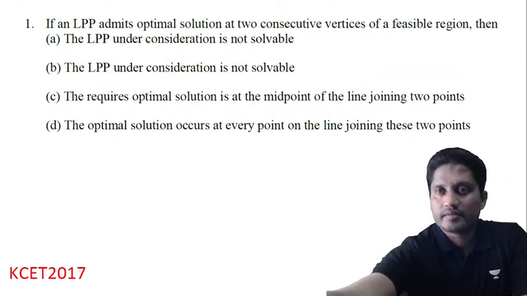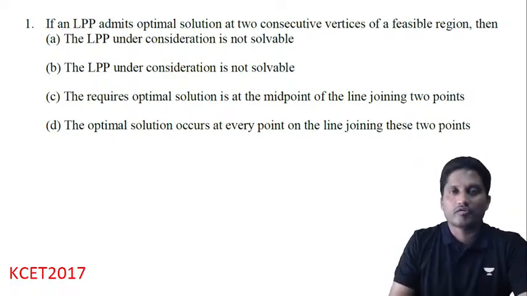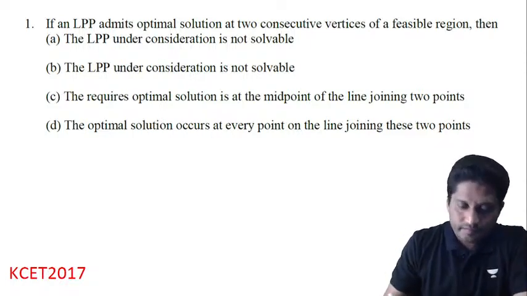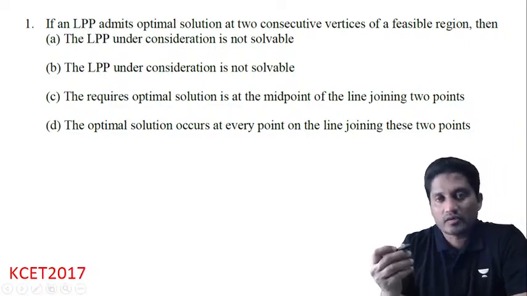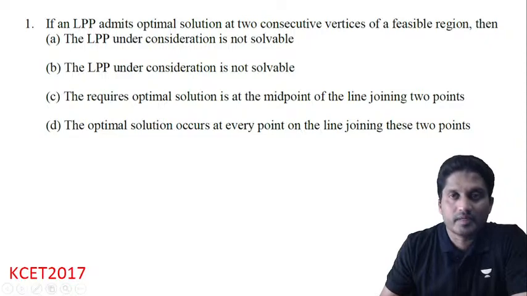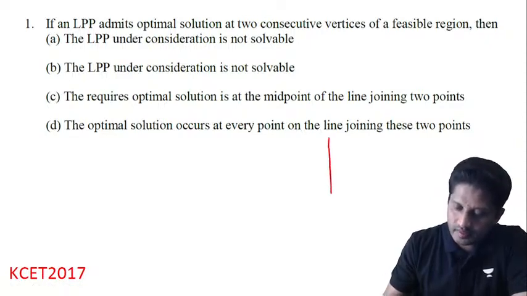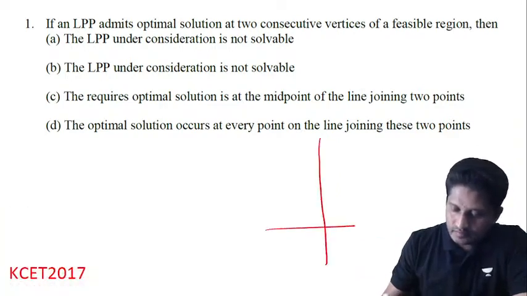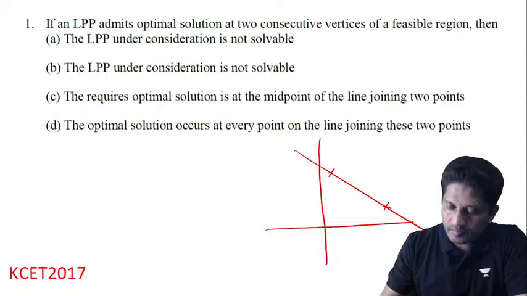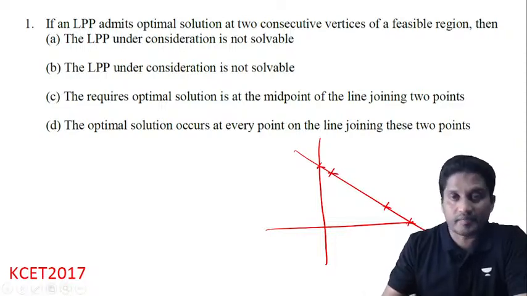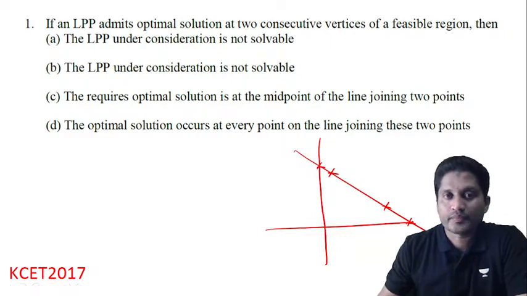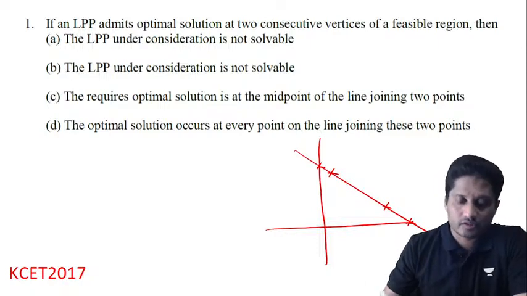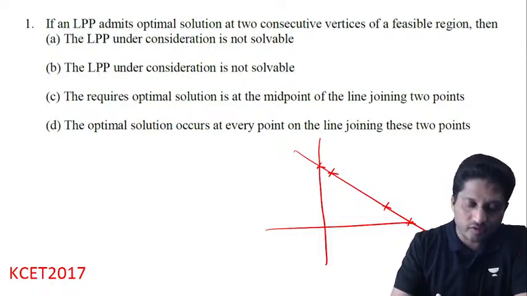In a linear programming problem, LPP, the optimal solutions are at two consecutive vertices of a feasible region. Which of the following is true? Whenever there are two optimal solutions, optimal means either maximum or minimum. Suppose the maximum or minimum occurs at two different points. It might be at vertices, or at any 2 points on the line. Then it will be maximum or minimum at every point on that line. That optimal solution occurs at every point of the line joining the 2 points.